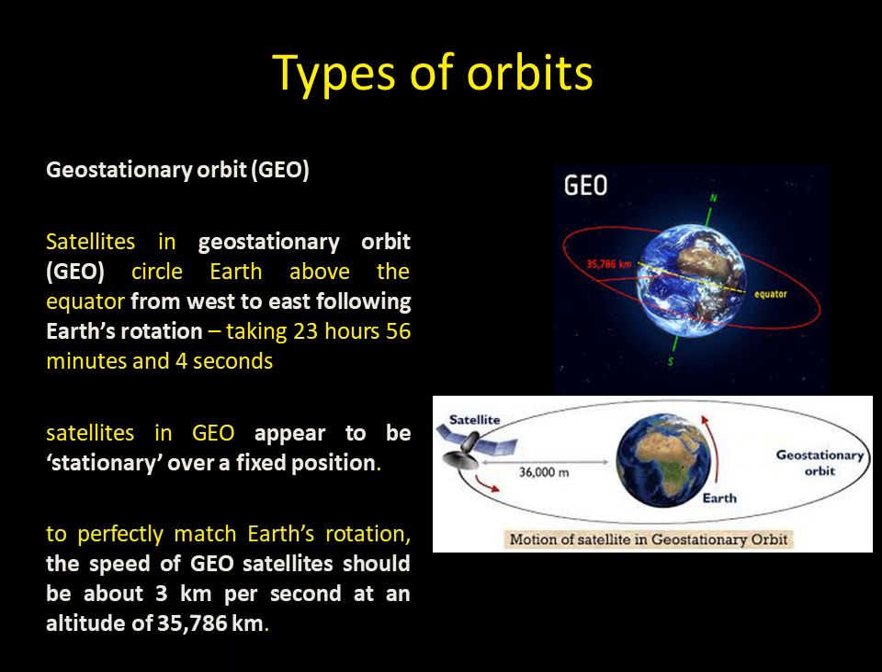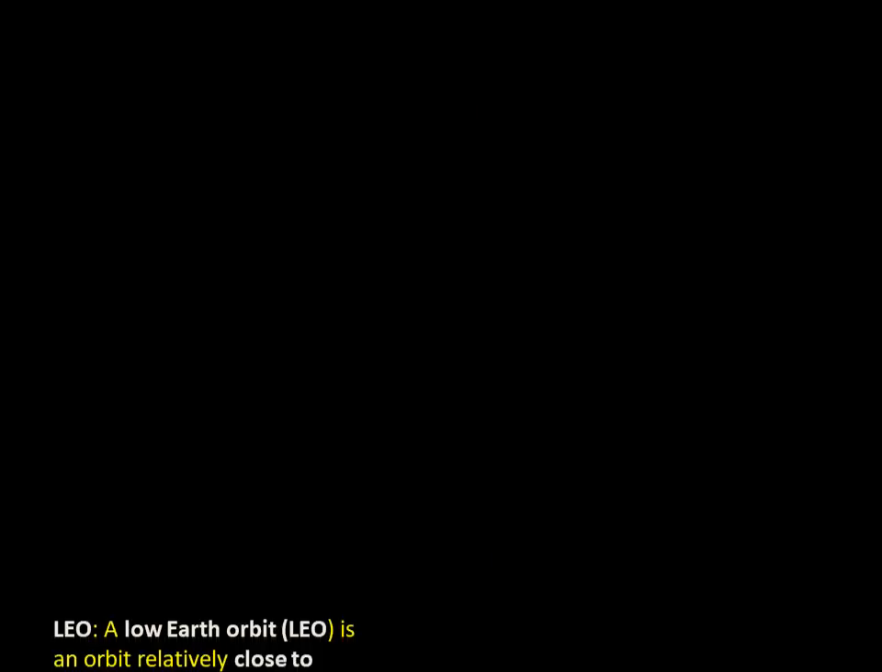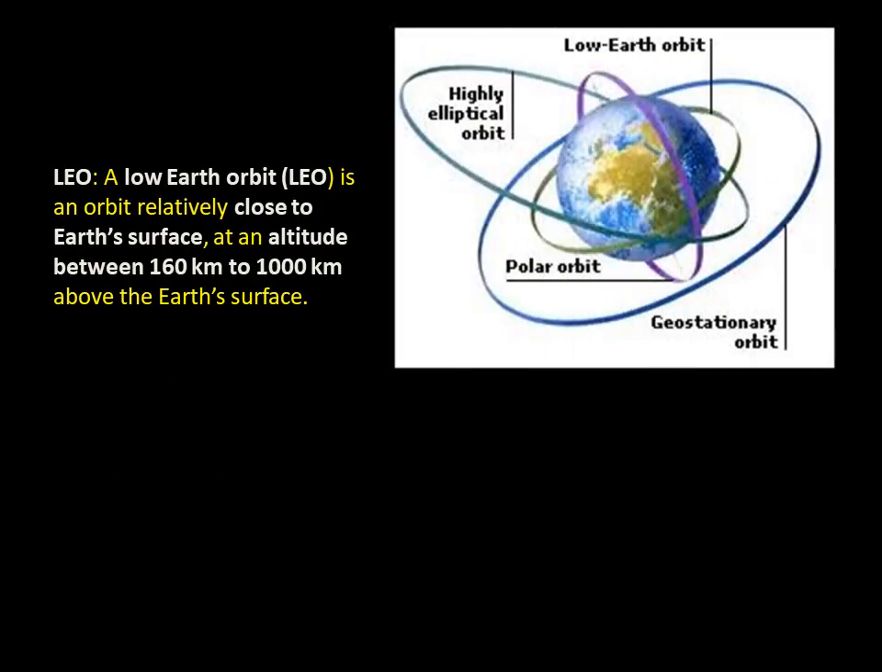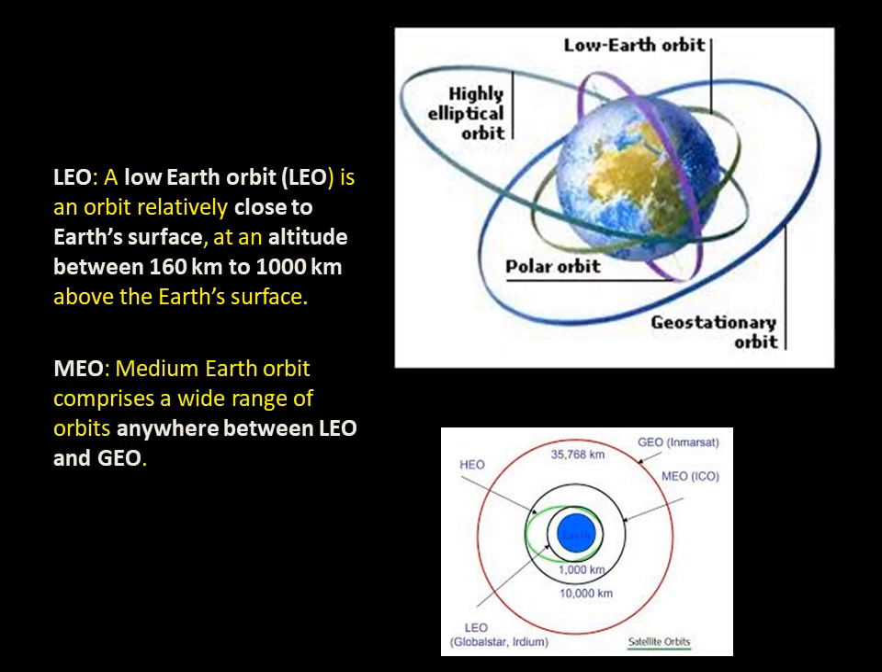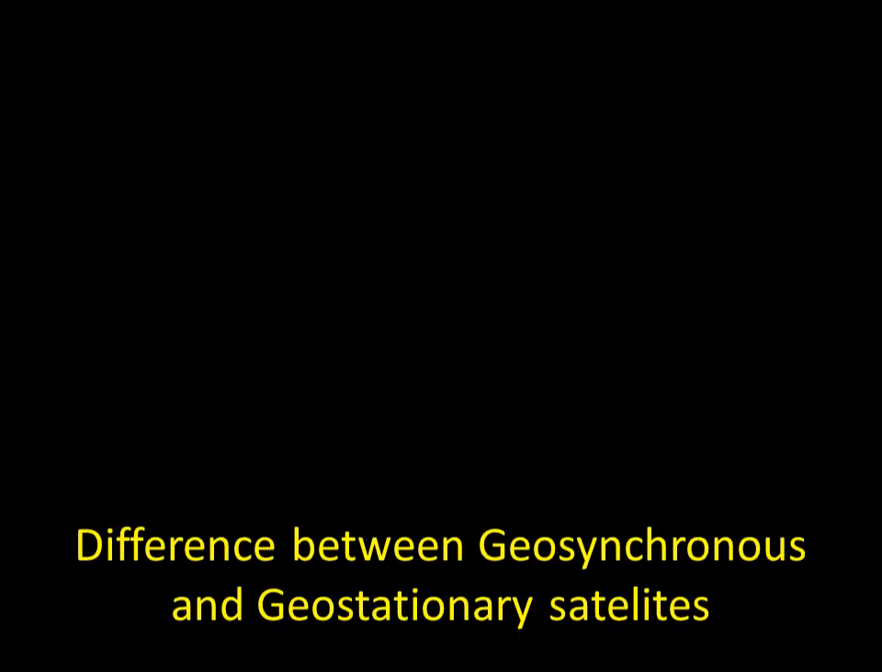In order to perfectly match the Earth's rotation, the speed of GEO satellites should be about 3 kilometers per second at an altitude of 35,786 kilometers. LEO. A low Earth orbit is an orbit relatively close to the Earth's surface at an altitude between 160 kilometers to 1000 kilometers above the Earth's surface. MEO. Medium Earth orbit comprises a wide range of orbits anywhere between LEO and GEO.